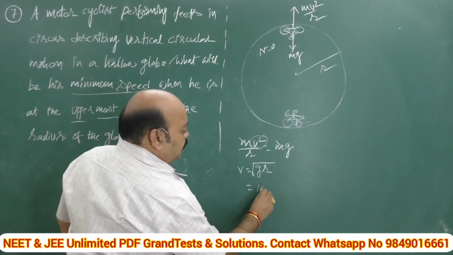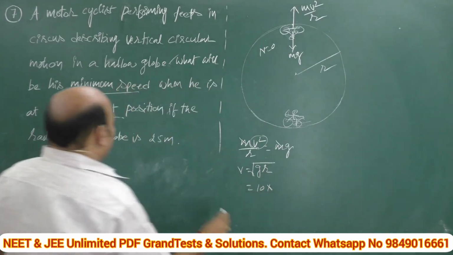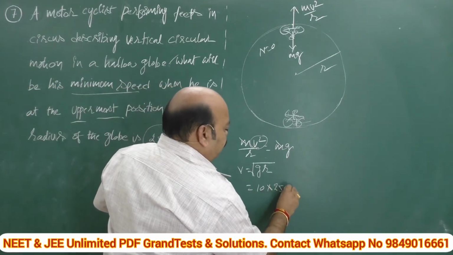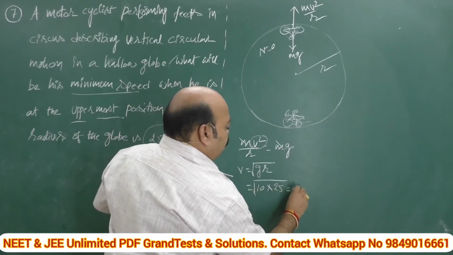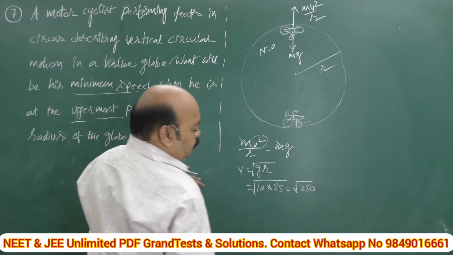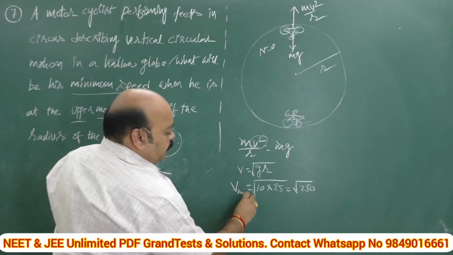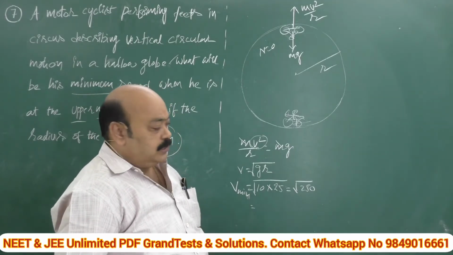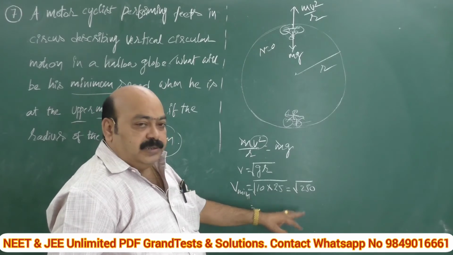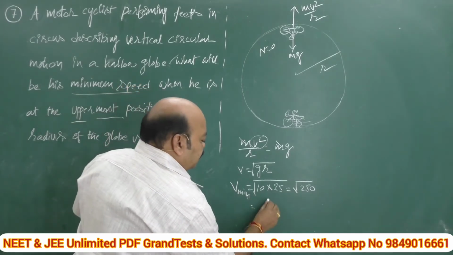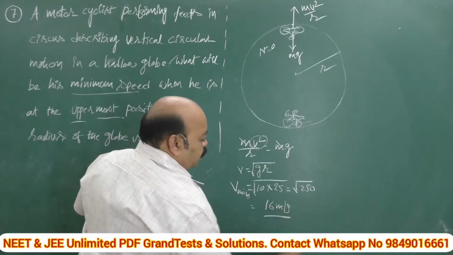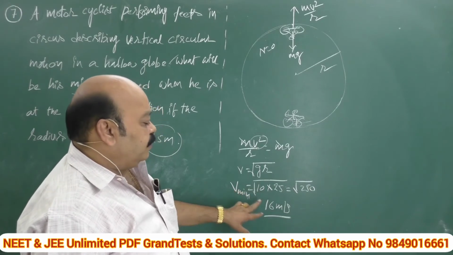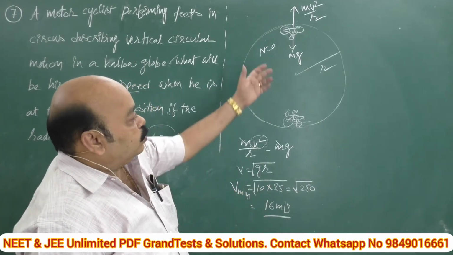G, as usual, is 10 for calculation purposes. What is the radius of the globe? In the problem, it is given as 25. So simply I am writing 10 times 25 under root, which comes to root 250. So be careful, we are calculating V minimum only. 250 is nearest to 16 squared, which is 256. So you have to go for the nearest value, 16 meter per second. That means he has to maintain a minimum of 16 meter per second so that he can complete the circle.